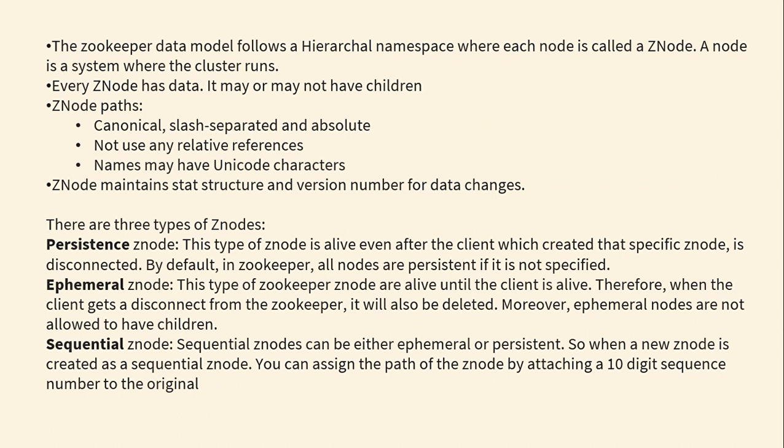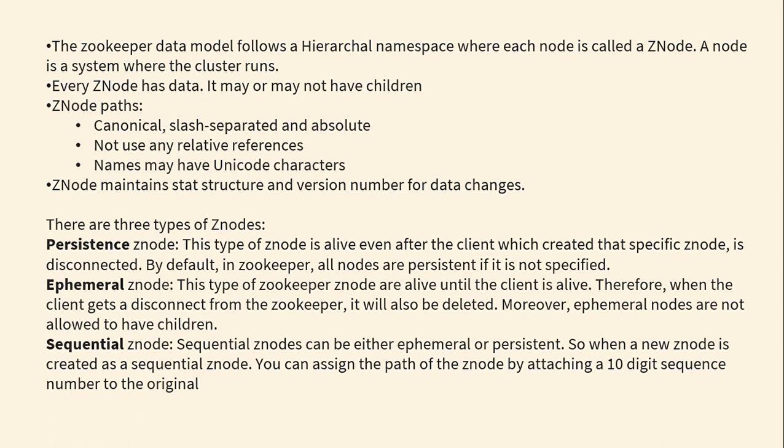There are three types of ZNode: persistent, ephemeral, and sequential. So a persistent ZNode is the type of ZNode which is alive even after the client which created the specified ZNode is disconnected. By default in Zookeeper, all the nodes are persistent if it is not specified.